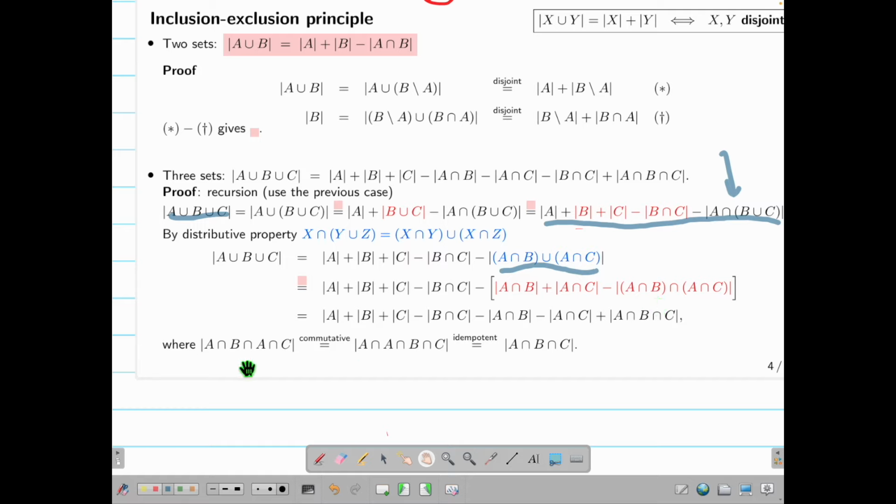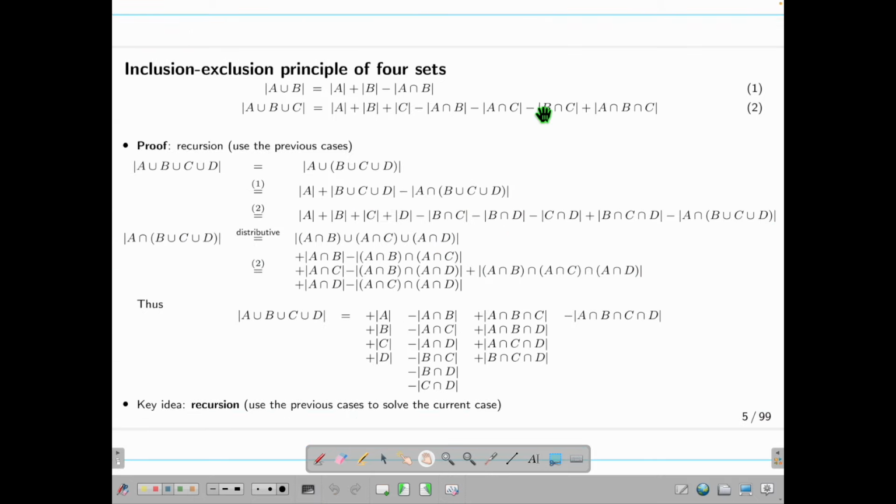A and B and this, I can swap. I get A and A is A. So therefore I have this. So this whole thing becomes this thing. So what is this? This is actually what we want. So this is for 3 terms. Now you see the pattern. I have 2 terms. I have 3 terms.